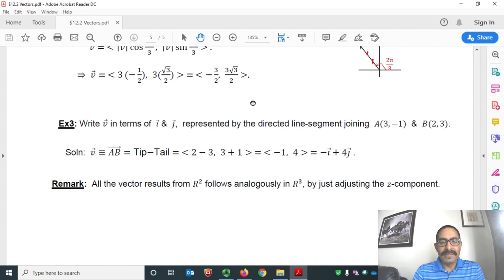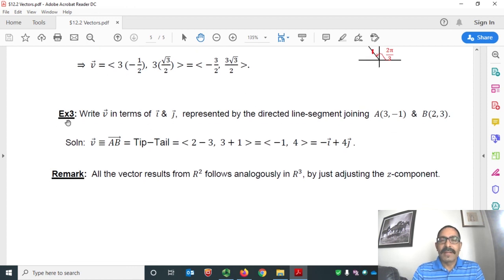Example 3. Find the vector v in terms of vectors i and j represented by the directed line segment joining two points, A with coordinates 3 comma minus 1 and B with coordinates 2 comma 3.